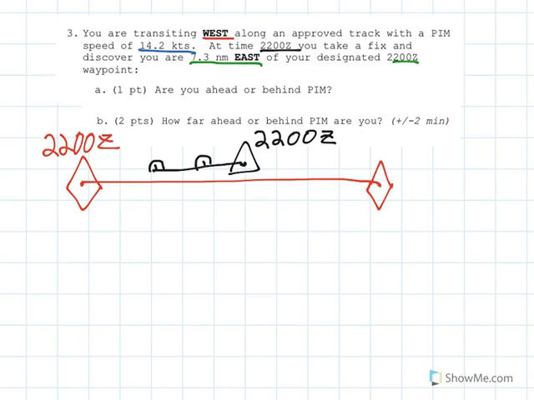One of the reasons we like drawing this out is because now we can see that, okay, at 2200 we are here, but we need to be here. So that's the answer to part A. We are behind PIM because we're not where we are supposed to be. On to part B, we need to do some time, speed, distance to figure out how far behind PIM we are. So we know this distance from the fix to the waypoint is 7.3 nautical miles.